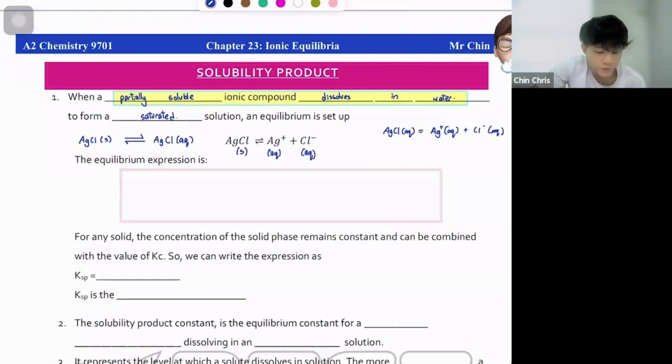Alright, next. If you look at your equilibrium expression, this time we write it as Ksp, solubility product. For your Ksp, it's the same as any other K that you have written. It's always product over reactant. Do we include solid in our K? No, solid has no concentration. So basically, it's just Ag plus Cl minus over nothing, because AgCl solid is not written here. Solid has no concentration, which means your final answer is just Ag plus Cl minus. Done.